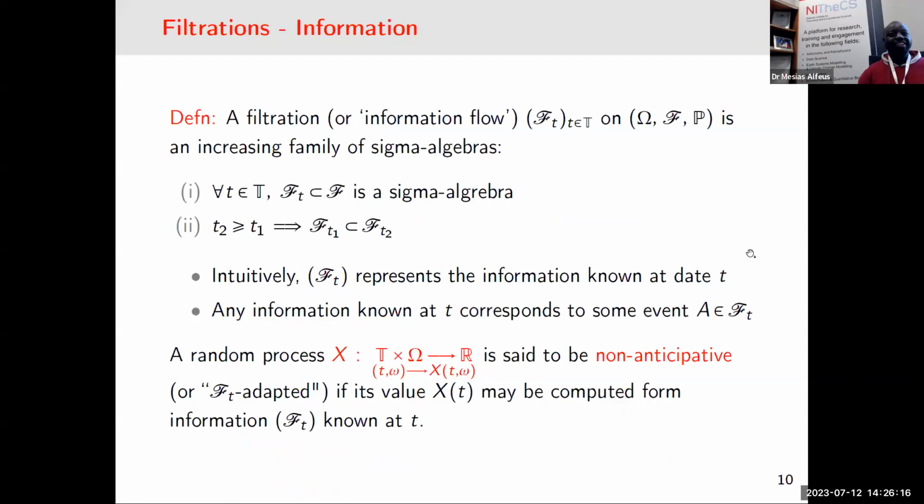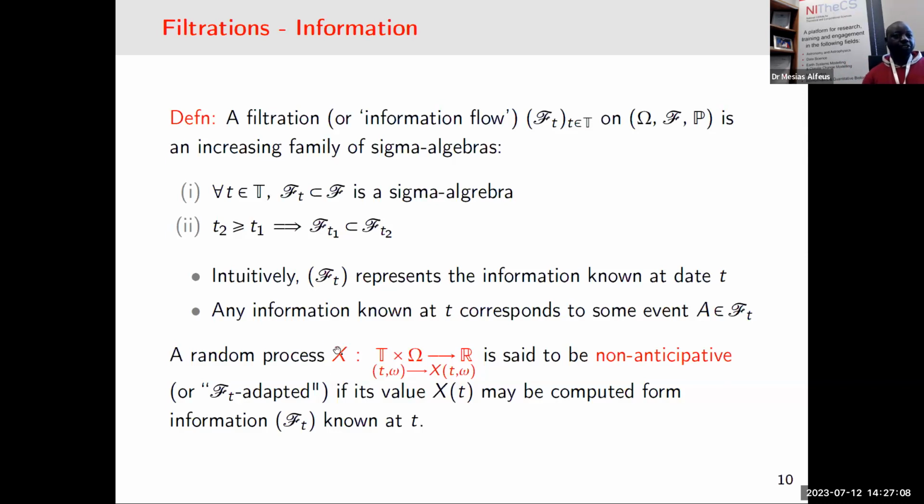Okay, so this is what I'm trying to define again, a formal definition of what we call a filtration: in a nutshell, an increasing sequence of sigma algebras. So for all t, script F_t is a sigma algebra, and for all times t1 less than t2, F_t1 must be contained in F_t2. Intuitively, script F_t represents the information known up to date t, small t. And any information known at t corresponds to an event, say A, in that sigma algebra.